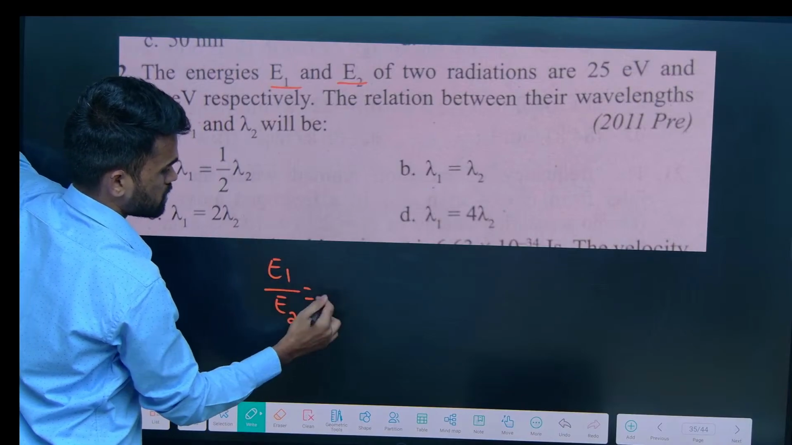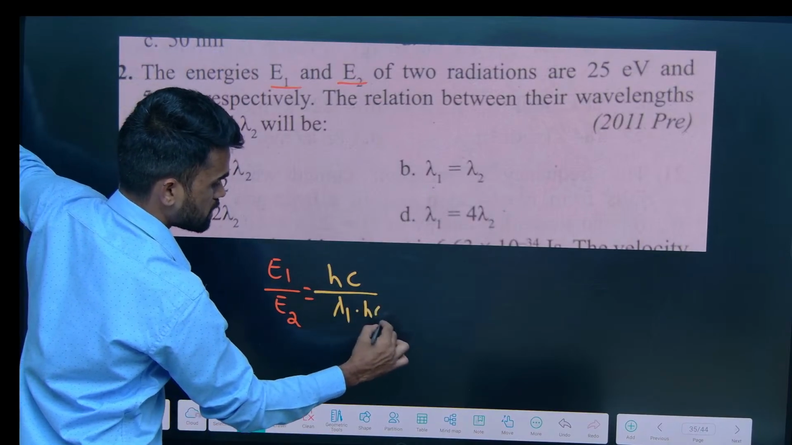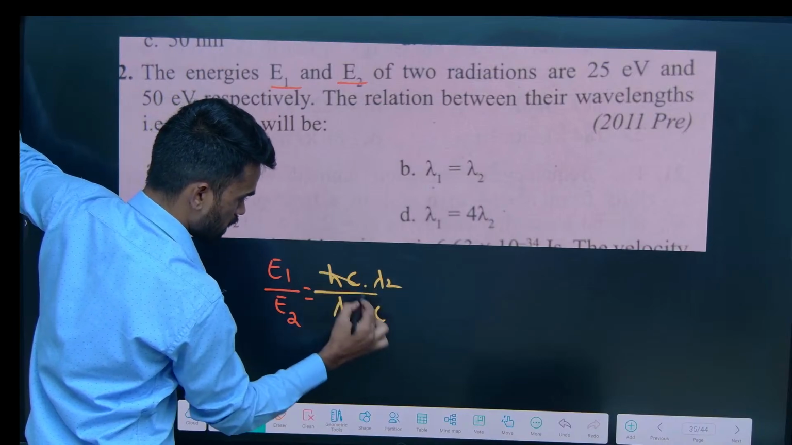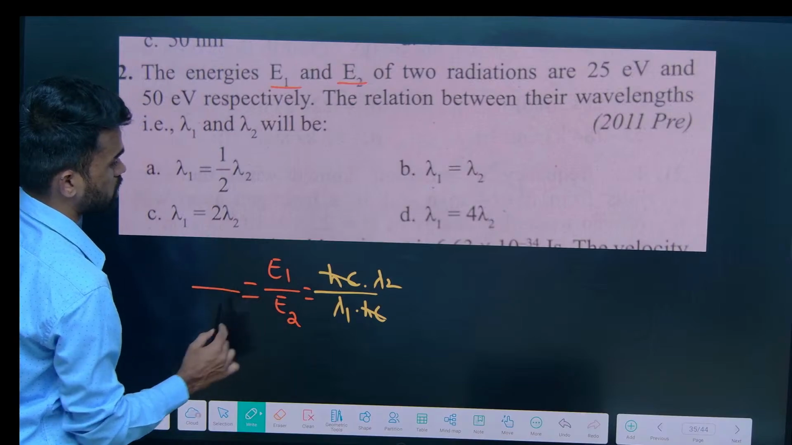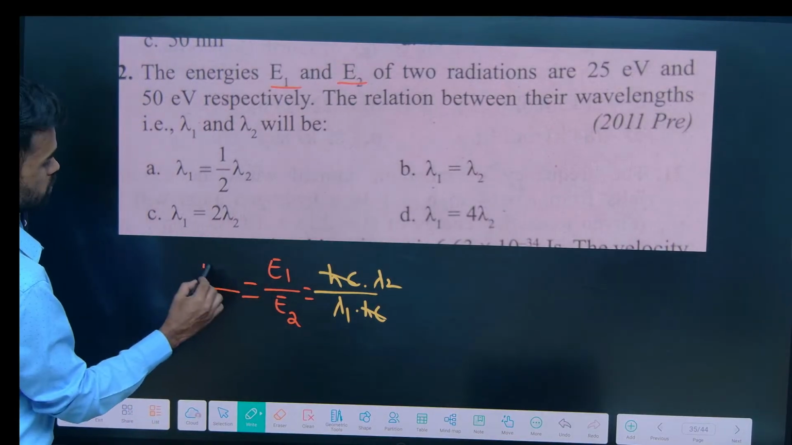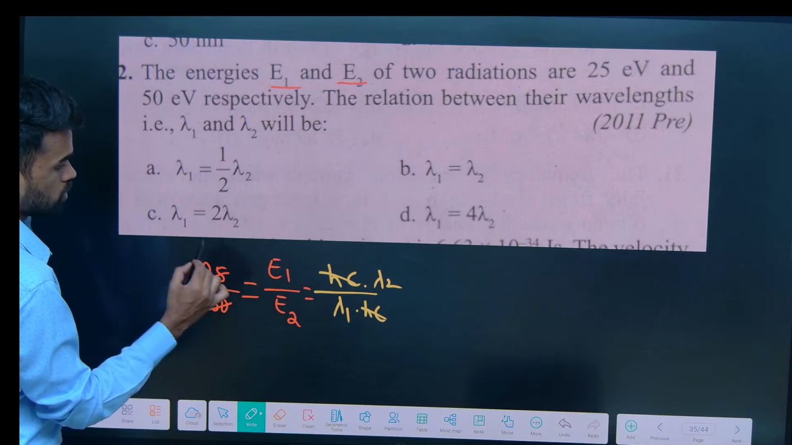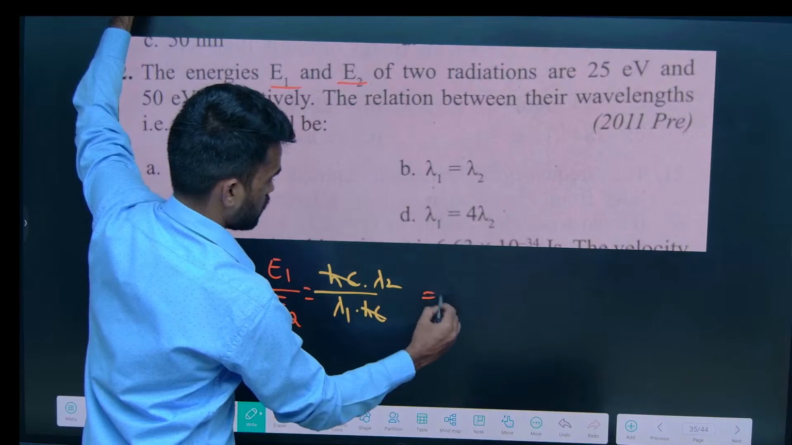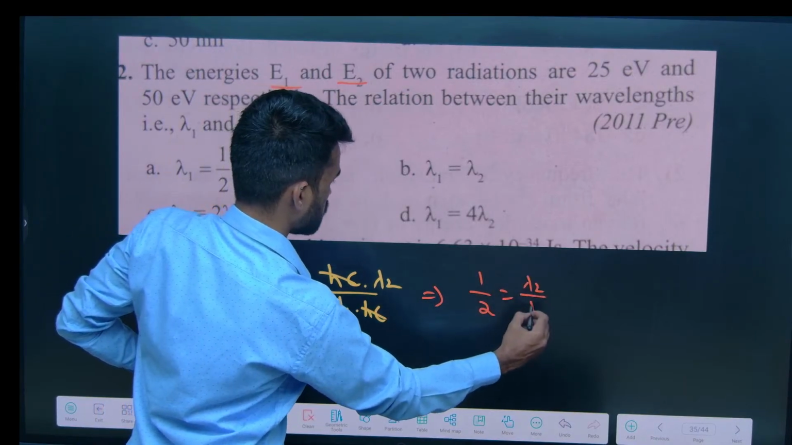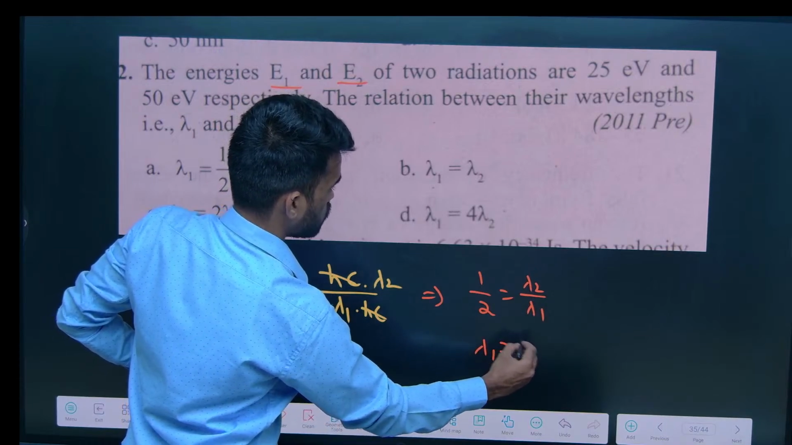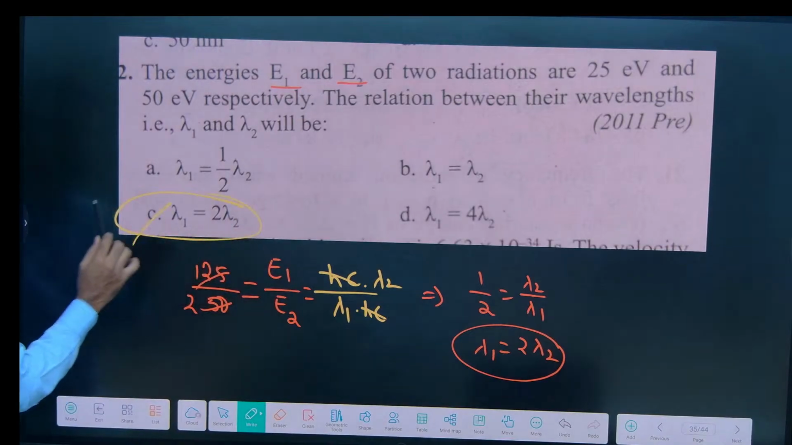Okay, E1 means hc by lambda 1 and E2 means hc by lambda 2, so I can remove these constants. So lambda 2 by lambda 1. Now what are the energies they have mentioned here? 25 by 50. E1 is 25, E2 is 50 electron volts. So 1 by 2. So what can I say? 1 by 2 is equal to lambda 2 by lambda 1. So lambda 1 equals 2 lambda 2. That is your answer. Okay.